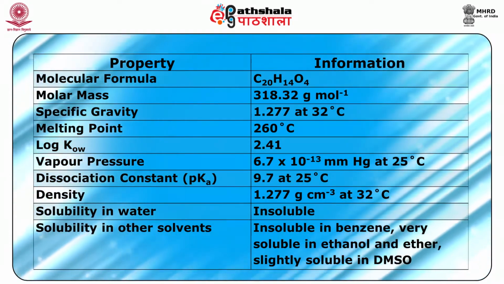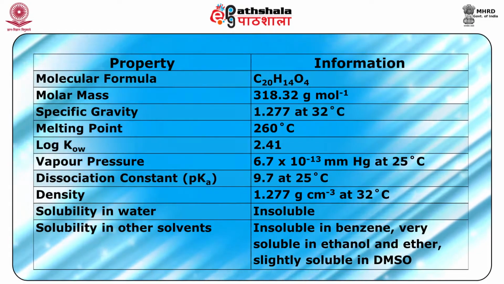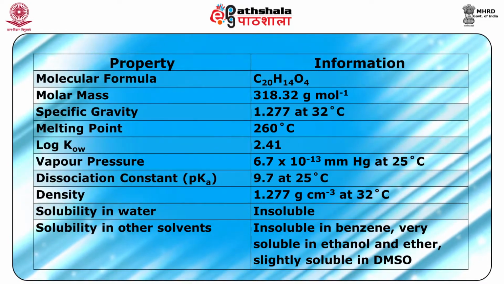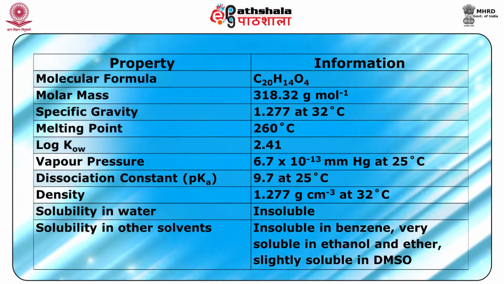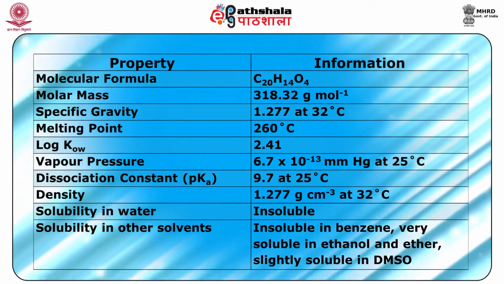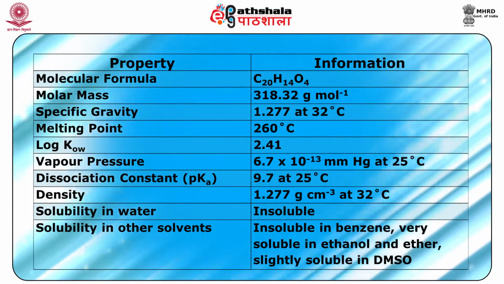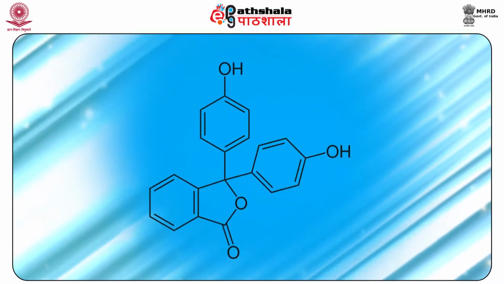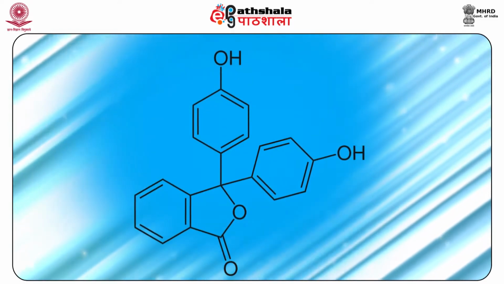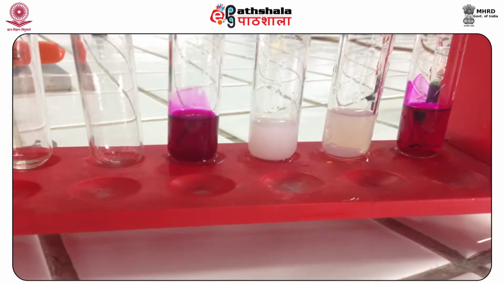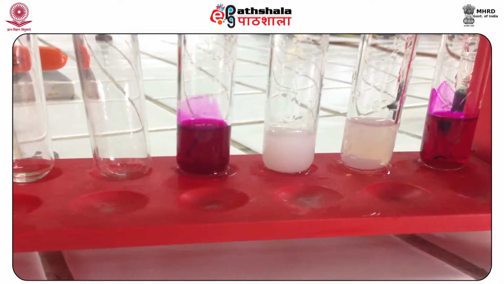Density: 1.277 grams per cubic centimeter at 32 degrees Celsius. Solubility in water: insoluble. Solubility in other solvents: insoluble in benzene, very soluble in ethanol and ether, slightly soluble in DMSO. The molecule has four different forms, each giving a specific color based on the pH of the solution. It turns colorless in acidic solutions and pink in basic solutions.